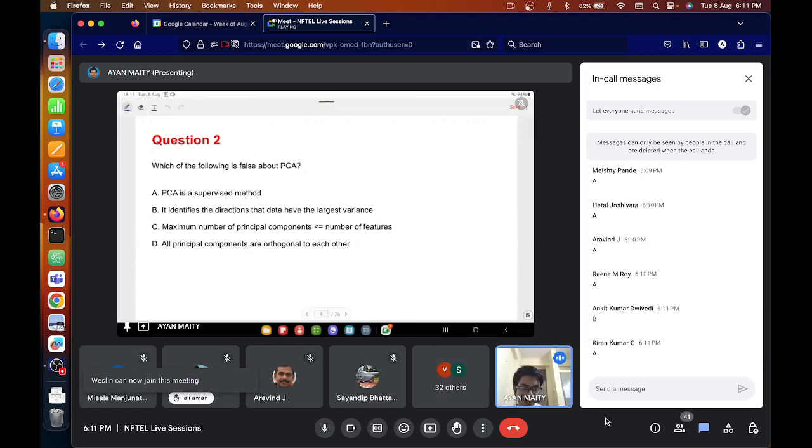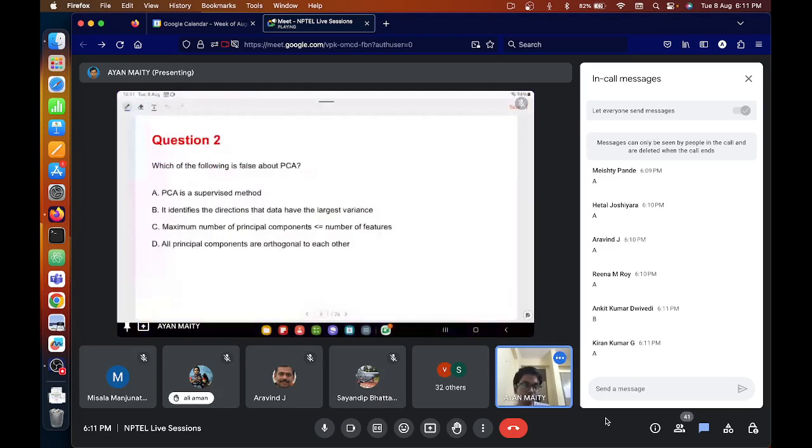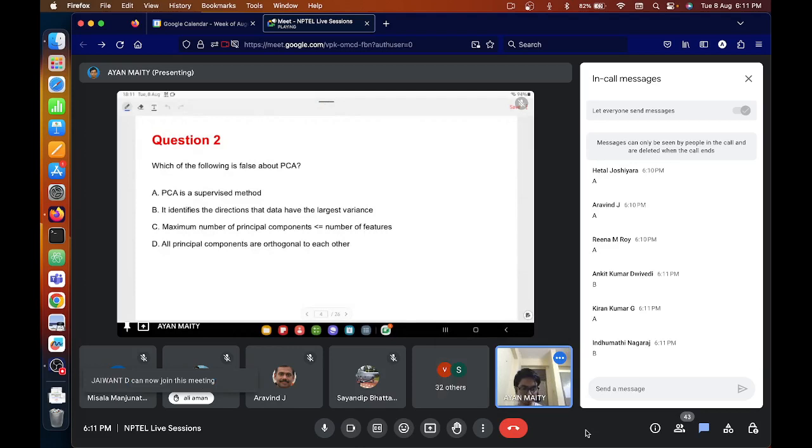So I got one answer, B. Ankit Kumar Dwivedi has written B, which is that it identifies the direction that data have the largest variance. Okay. All other answers are C here. Sorry, A here. Indumati Nagaraj is saying B. Ali Aman is saying B. Okay, some of you are saying B, but most of you are saying A.